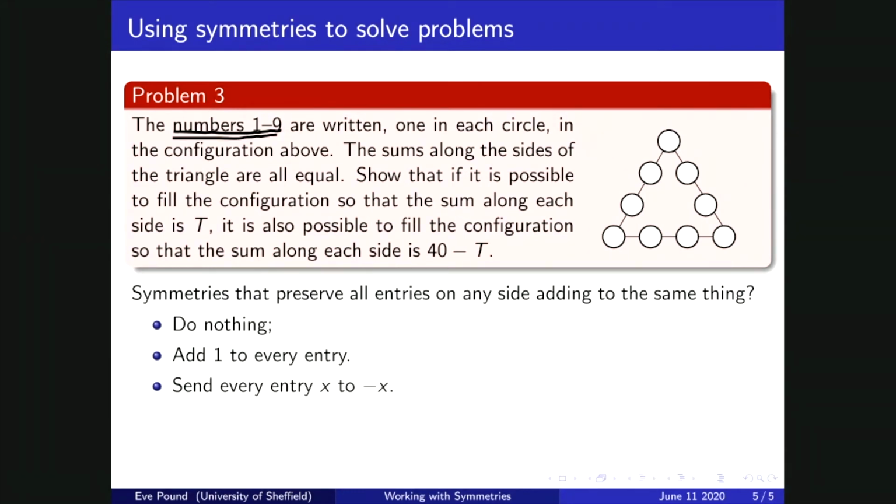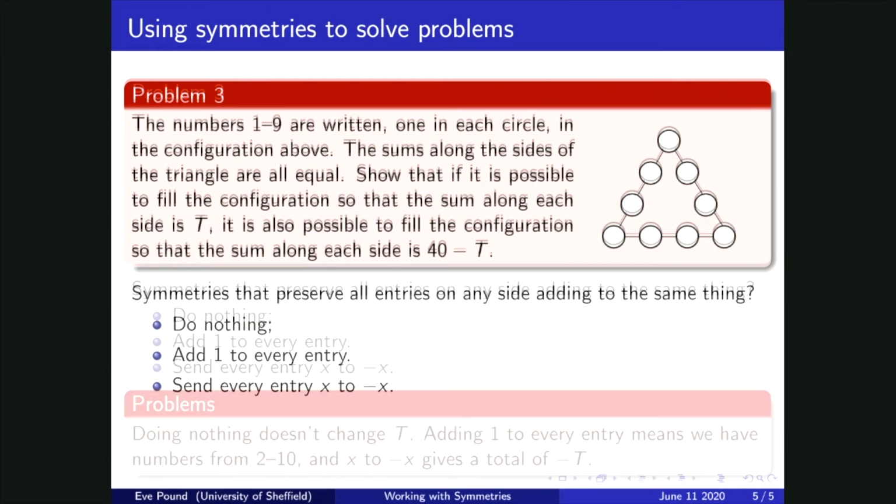So in the case of do nothing, it preserves the numbers 1 to 9, which is one thing we want to preserve. It also preserves the condition on the sum along the sides, but it doesn't change the total. Most of you got that it preserved one of those and that it didn't change the total. And then I'm just going to go through these for the rest of them.